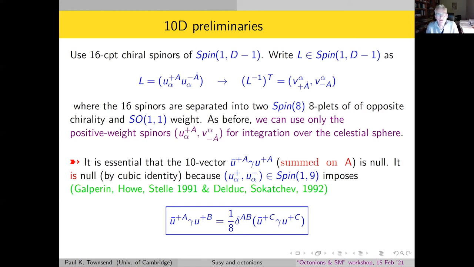They also have opposite SO(1) weight. And you basically go through the same construction as before. You can only use the positive weight spinors. And to cut a long story short, you get yourself your measure that way.